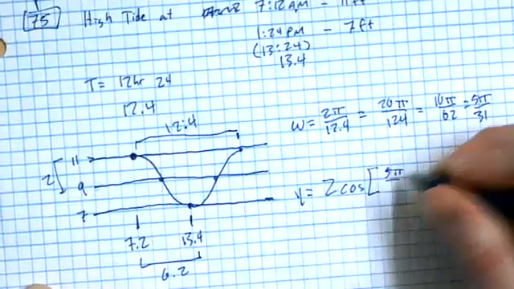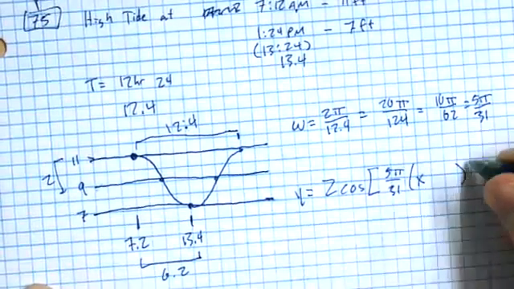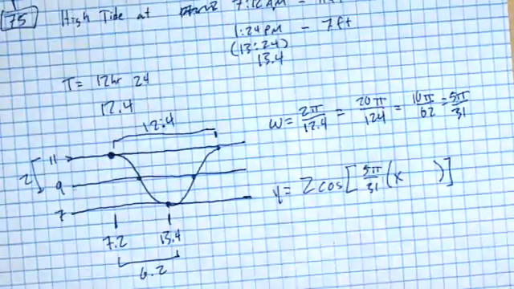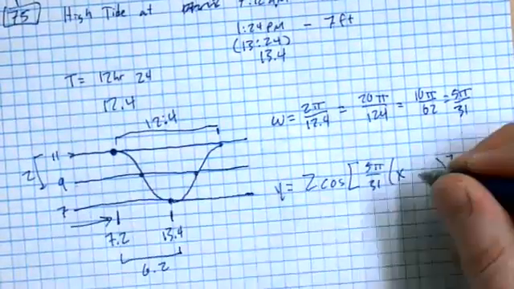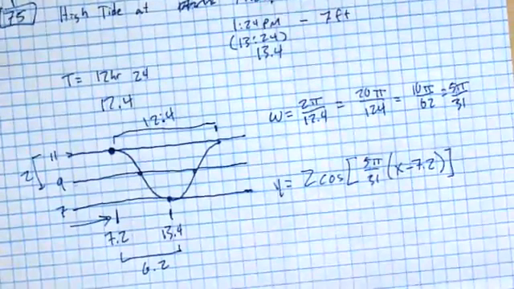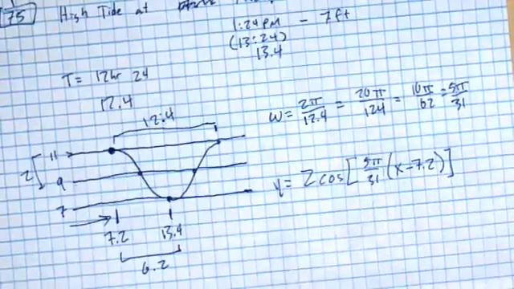5 pi over 31 rather. So I need a horizontal shift and a vertical shift. The horizontal shift would be from 0, looks like to the right by 7.2, so minus 7.2. And decimals are fine there. That decimal's fine because it's not in a fraction. We just don't like decimals in fractions.